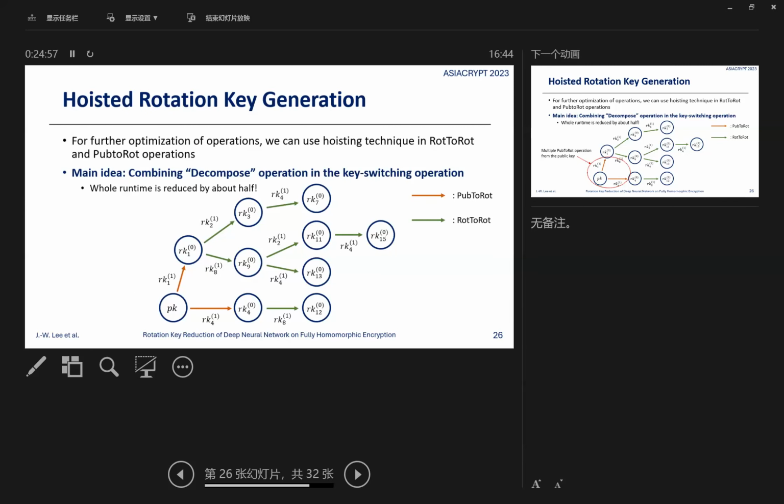And the second is the hoisted rotation key generation. This is a very conventional idea in the homomorphic encryption society, combining the decompression operation in the key switching operation. So the whole runtime is reduced.